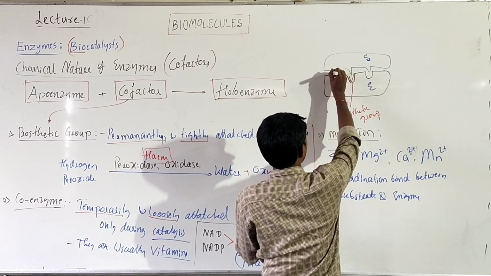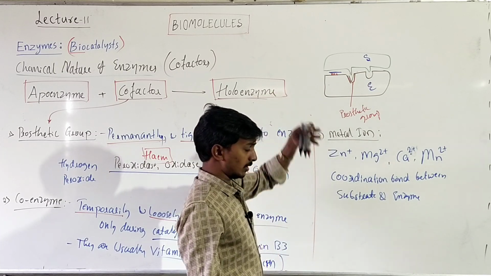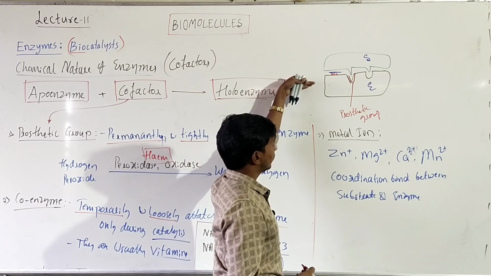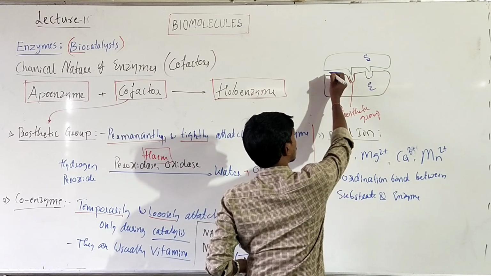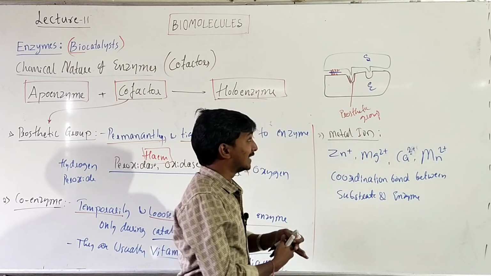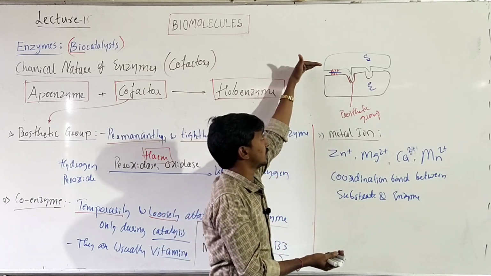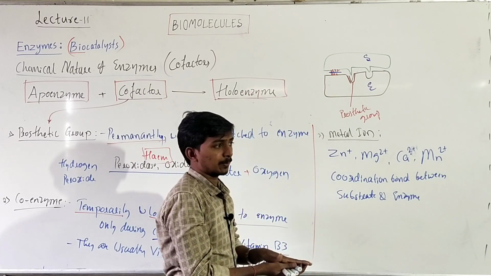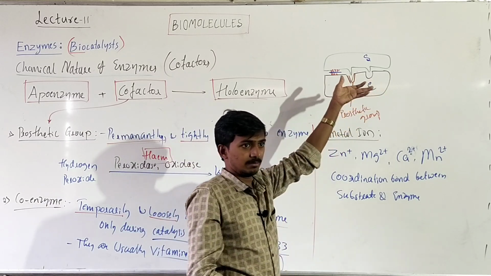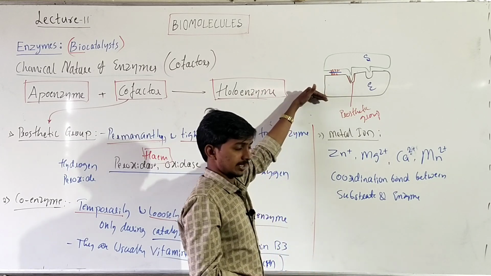Imagine this line is the metal ion. So the metal ion forms a coordination bond with the enzyme and also with the substrate, so that both will attach together properly. This is the main aim of those metal ions, to bind the substrate and the enzyme properly.